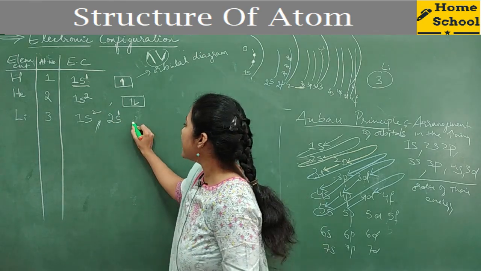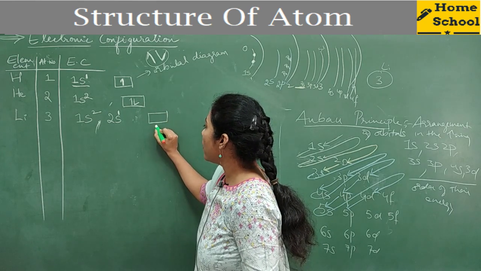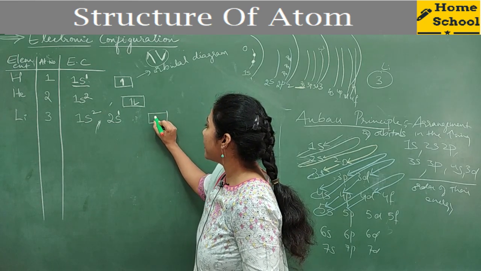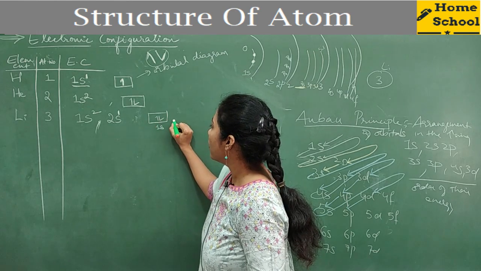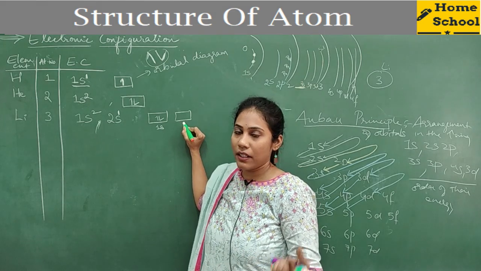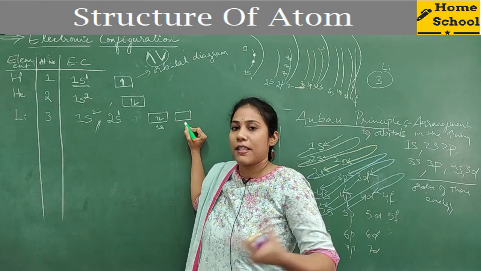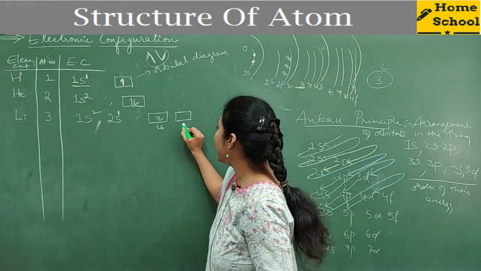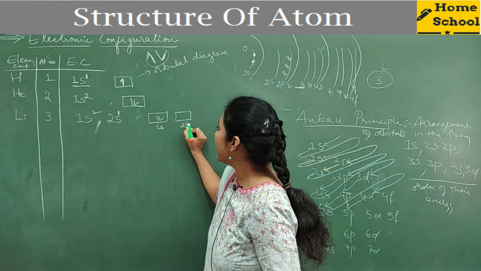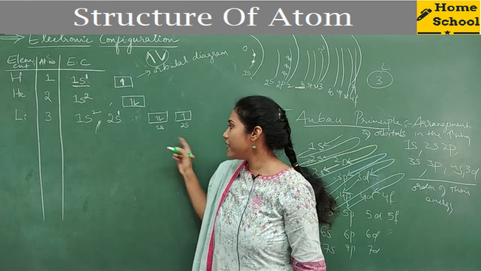Clear? So what is the orbital diagram you will draw here? For 1s, one box. This is the 1s orbital, 2 electrons are there. And for 2s, one box, because the 2s subshell also is an s subshell, so only one orbital you will find. So under 2s, how many electrons are there? One electron is there. So this is how.